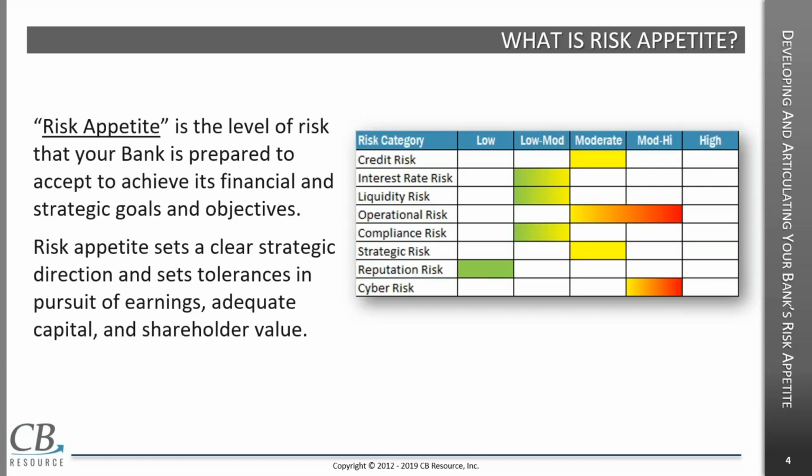Risk appetite. So what is risk appetite? Risk appetite is the level of risk that your bank is prepared to accept to achieve your financial and strategic goals and objectives. Pretty straightforward, right? Your risk appetite should be a clear reflection of your strategic intent, your strategic direction. Said more simply, your risk appetite should articulate what you're willing to do or not do to make money and create value. It's really your way of quantifying the level of risk you're willing to take or not take in pursuit of optimizing value. You can see by this illustration an example of just one way you can articulate your risk appetite using a 5-point scale in key risk categories. And we'll get into that in just a second.